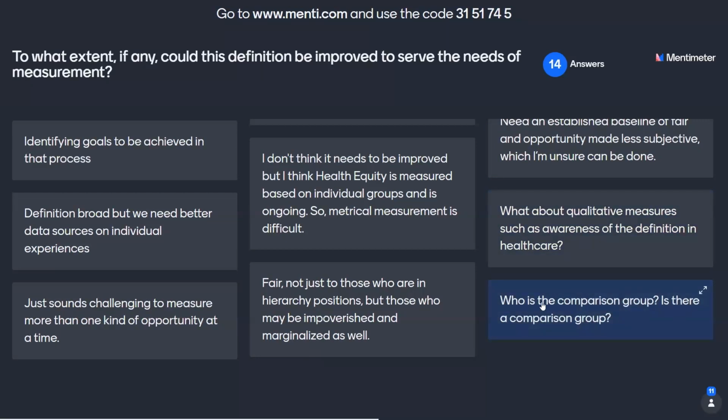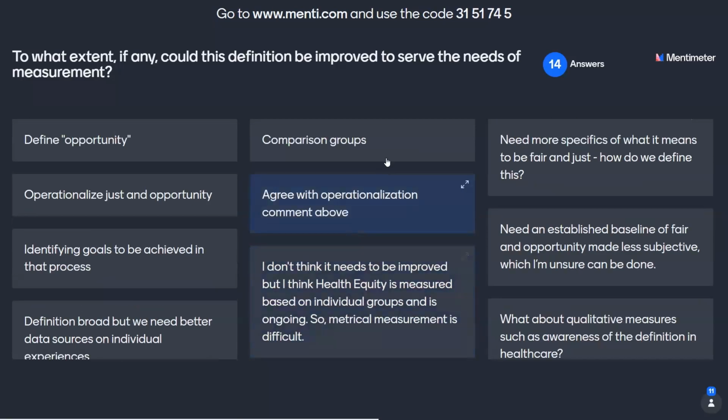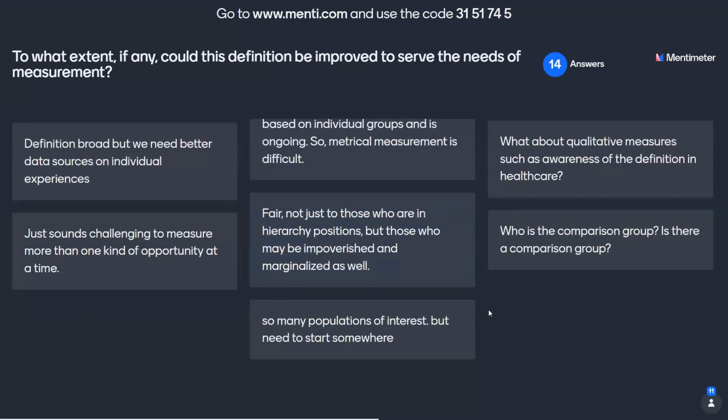Who is a comparison group? Is there a comparison group? Agreed. Okay, so I'm glad that multiple people are mentioning these different comparison groups, and this is why I wanted to focus a part of this discussion on the reference groups for measurement, right? Because even if we're not using quantitative measures, we still need a benchmark or benchmarks of comparison. So many populations of interest, but we need to start somewhere. I agree. Okay.